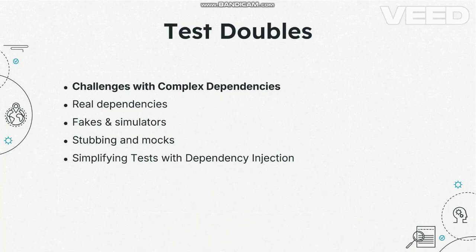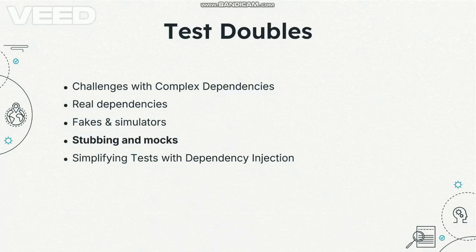To handle these challenges, we have different options. We can use real dependencies, which give us the most accurate results but make testing more complex. Another approach is to use fakes and simulators. While they require some setup, they simplify testing. Stubs and mocks can also be useful but should be used carefully. If we rely too much on them, the test might not fully reflect how the system behaves in real situations.